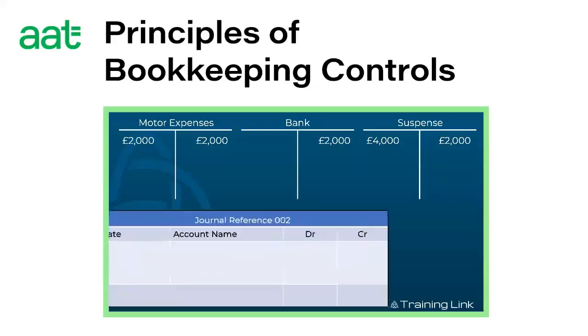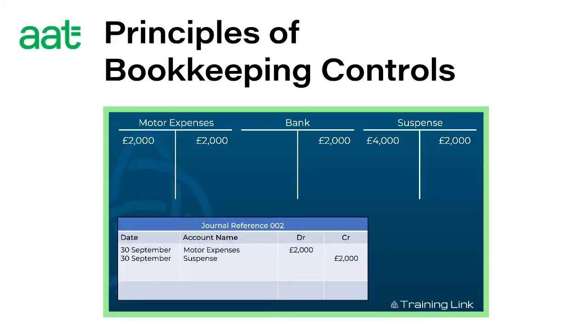And the journal entry for that would look like this. So you can see that we've debited our motor expenses and we've credited our suspense account.